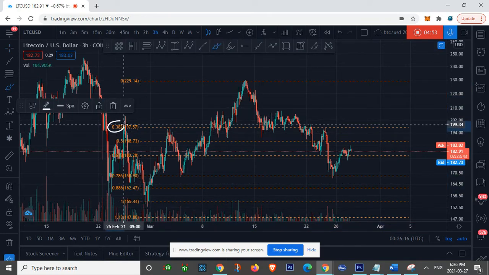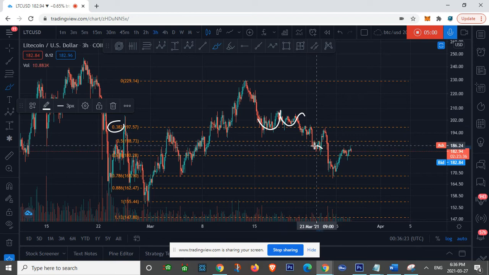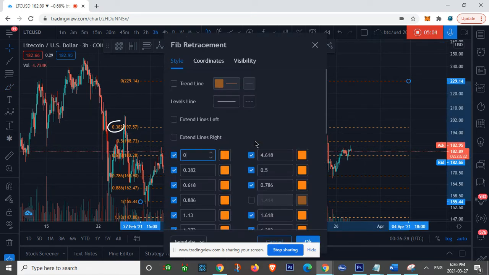So for example, we have our 0.382, price acted to the upside just a little bit, and then it failed. Therefore, it went to our second support. There's this 0.5, it's not really common, so I'm gonna go ahead and erase it.